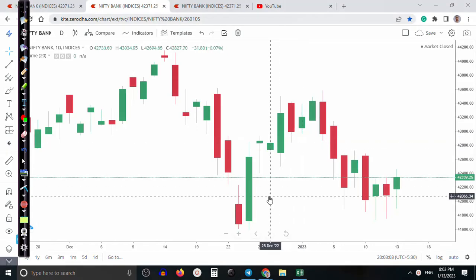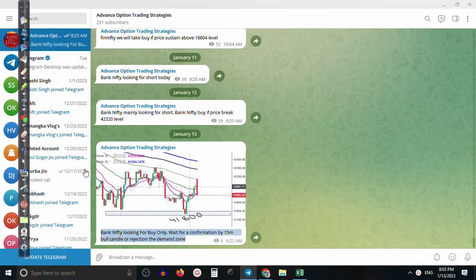Alright guys, what I told this morning in my Telegram channel, exactly around 9:23 a.m. So here I can see 9:23, and I said that Bank Nifty is looking for buy only. Remember, wait for a confirmation by a 15-minute bull candle or a rejection in a demand zone. So I have given two criteria.